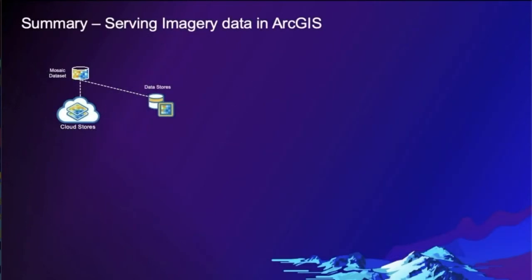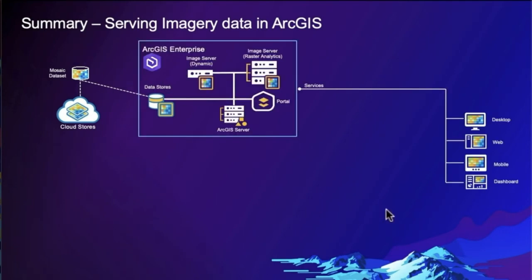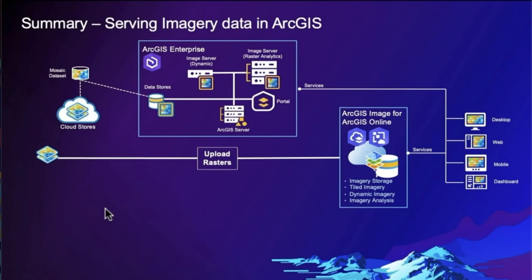And last, let's look at all these different options you have to serve imagery data in ArcGIS. ArcGIS still offers the traditional approach for you to set up your own ArcGIS Enterprise and Image Server clusters to support publishing of dynamic image services and perform parallel raster analytic tasks. Now, with the introduction of ArcGIS Imagery for ArcGIS Online, you have the option not to manage your own server cluster, but simply upload your image data to ArcGIS Online to create imagery layers, utilize the imagery storage offered by ArcGIS Online, and perform image analysis at scale.